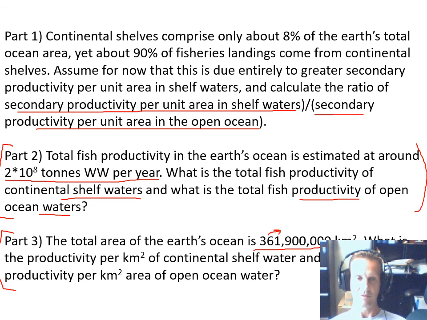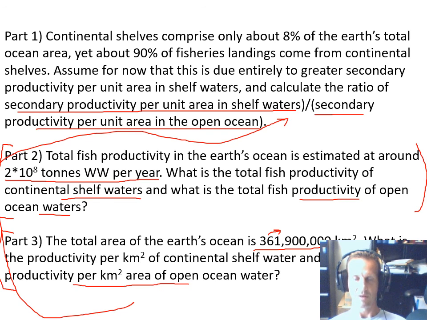And then you're going to take the values that you got from part 2 for the productivity of each zone and divide it by the area of each zone to get a productivity per kilometer squared for open ocean and for continental shelf waters. And then you're going to take the values from part 3 and divide them by each other to figure out part 1.